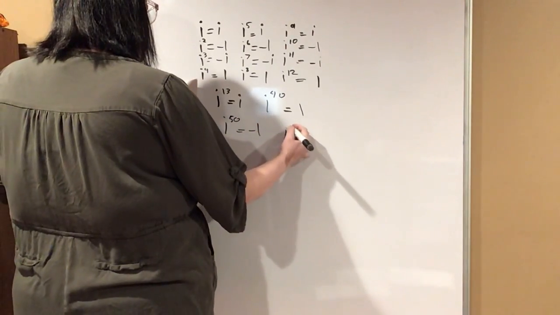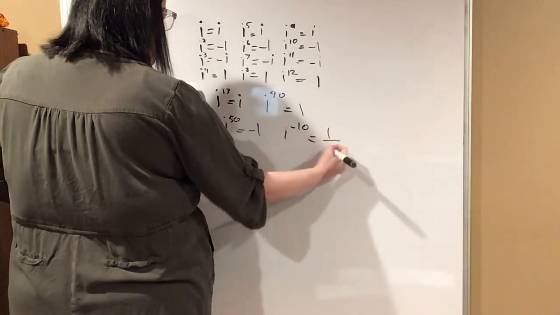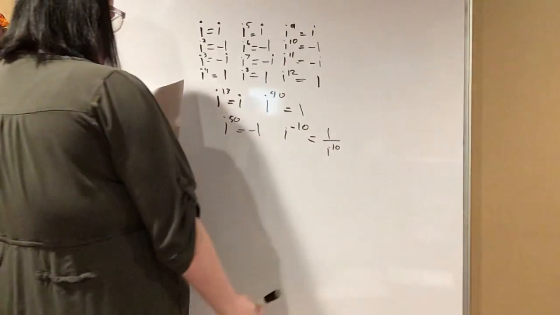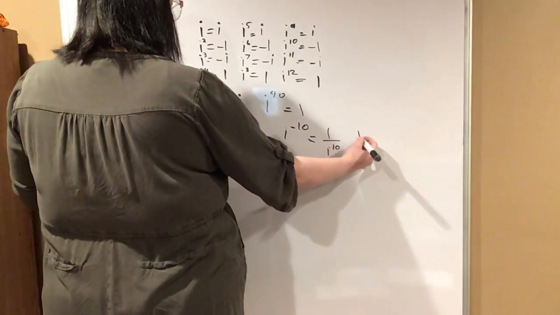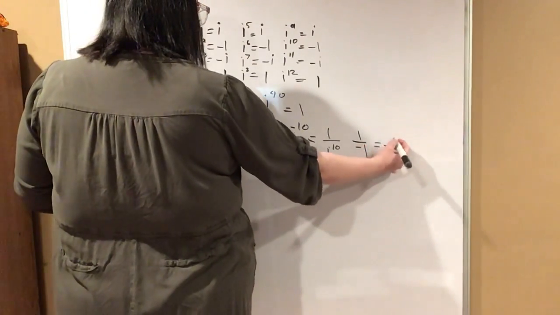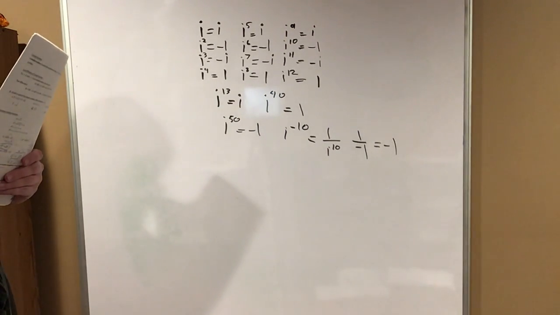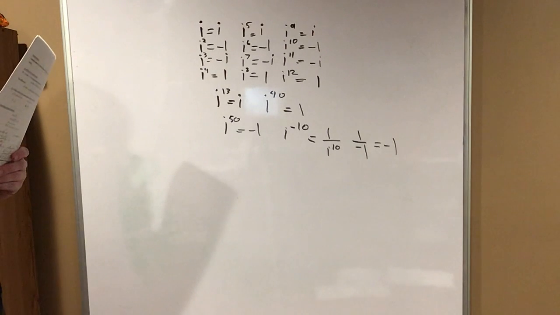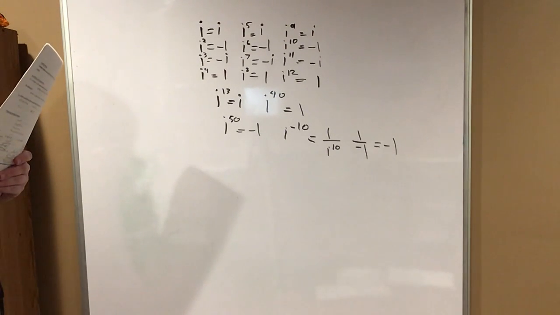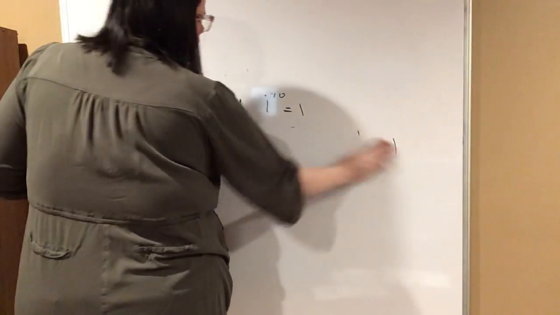What about i to the negative 10th? Well, we need to make it positive, so we have 1 over i to the 10th, which is actually 1 over negative 1, which is negative 1. Honestly, I don't remember. I just make the chart every time. That's my chart for the powers of i.